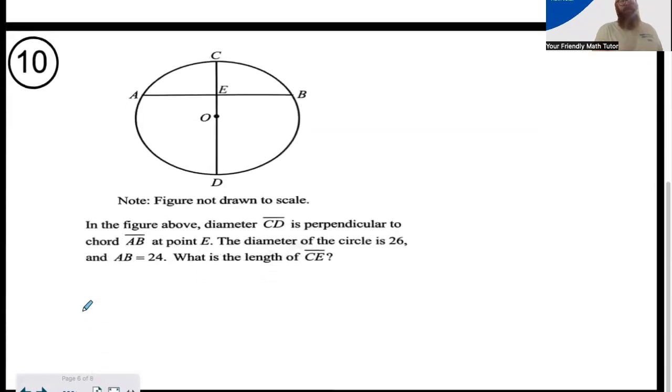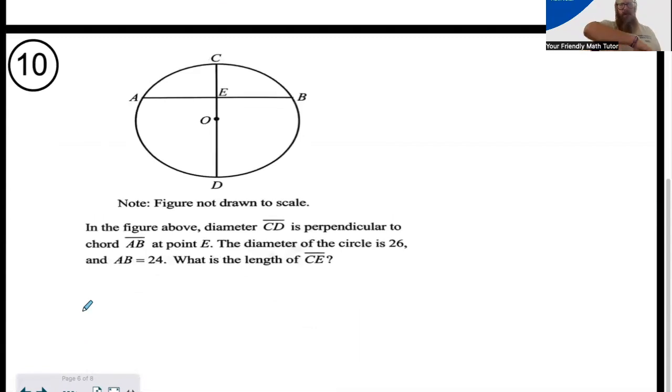Okay. Number 10. Number 10 is a common problem. It's not too difficult once you know how to look at it appropriately. So the diameter is 26. So that tells me C to D is 26. But I'm not going to look at it that way. And it tells me AB is 24. So here's how I want to look at it. If the diameter is 26, then that means the radius is 13.